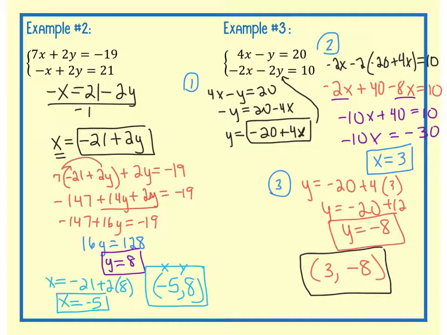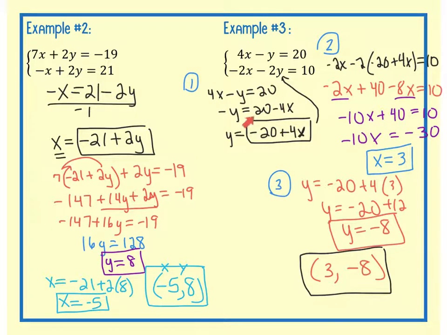Hopefully you come out to 3 comma negative 8. So here is what we did. Like we agreed upon, we took this top one and solved for y. First I subtracted 4x from both sides. Then I had to divide by negative 1, which means all the signs changed. So I took what I boxed here and I plugged it in place of y. So I went back to this equation.